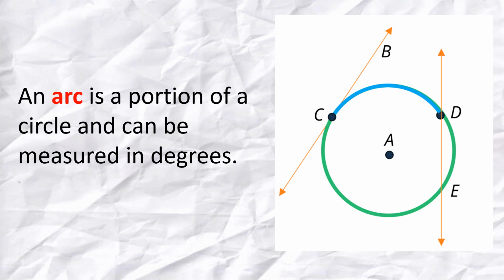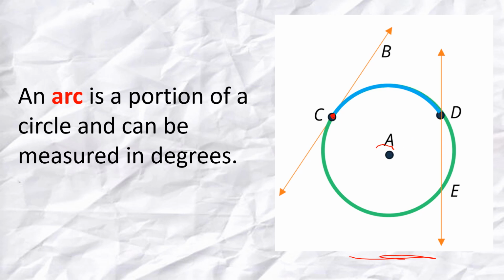An arc is a portion of a circle and can be measured in degrees. In this figure, the portion of the circle from C to D forms an arc. In this case, the measure of arc CD is equal to the measure of angle CAD. So the measurement of angle CAD is the same as the measurement of arc CD. An arc bounded by the endpoints of a diameter is a semicircle, and its measure is 180 degrees.